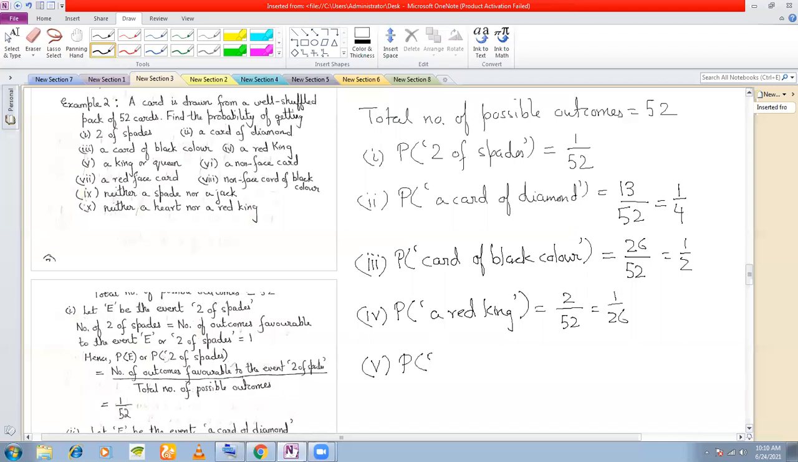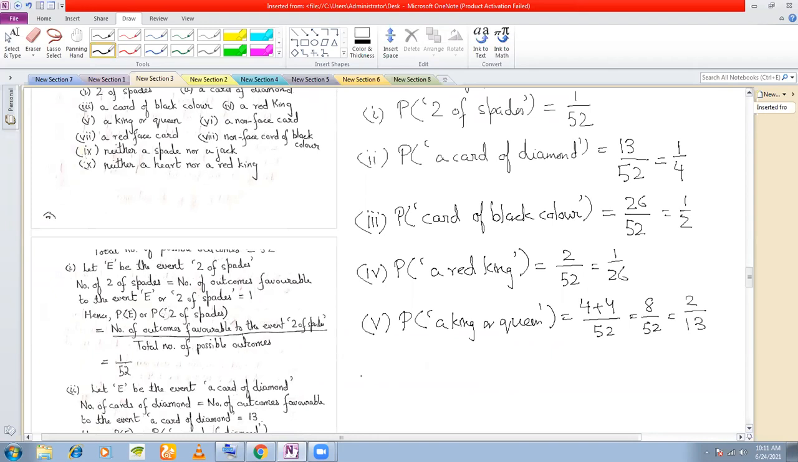Next, a king or queen. How many kings in total? 4 kings. How many queens in total? 4 queens. So a king or queen is 4 plus 4, divided by 52, which is 8 by 52, which is 2 by 13.